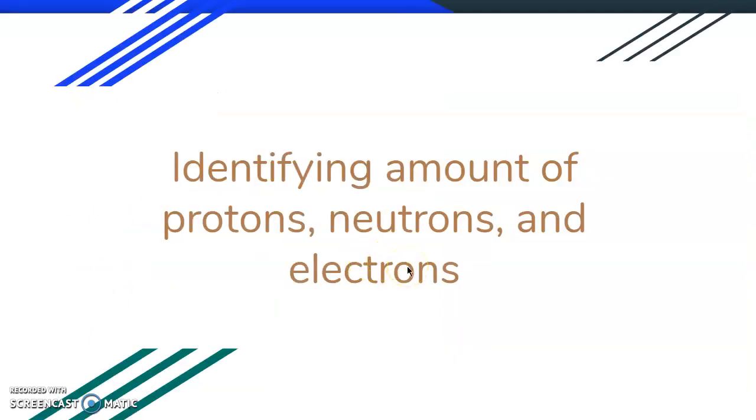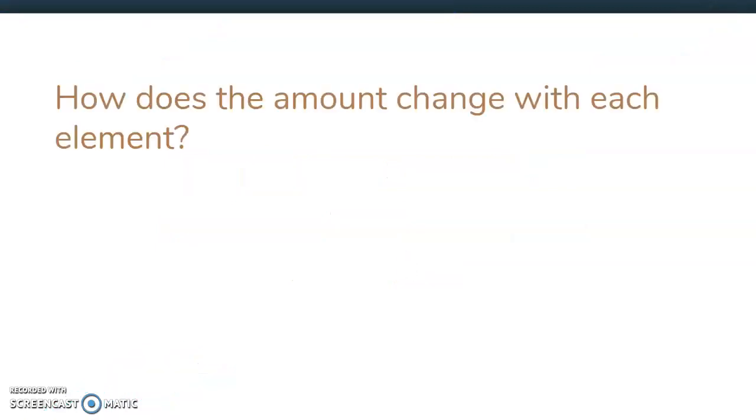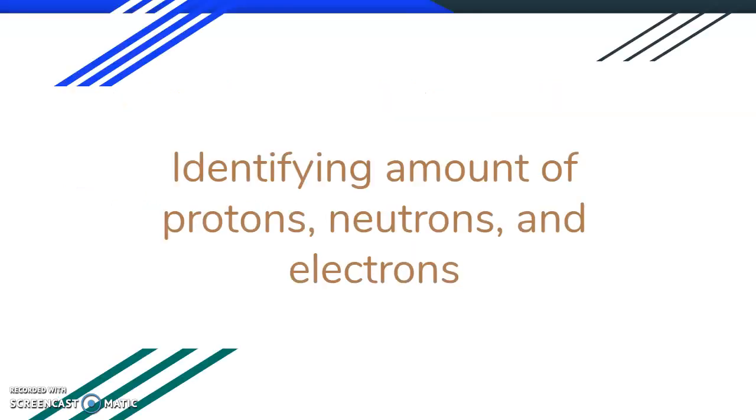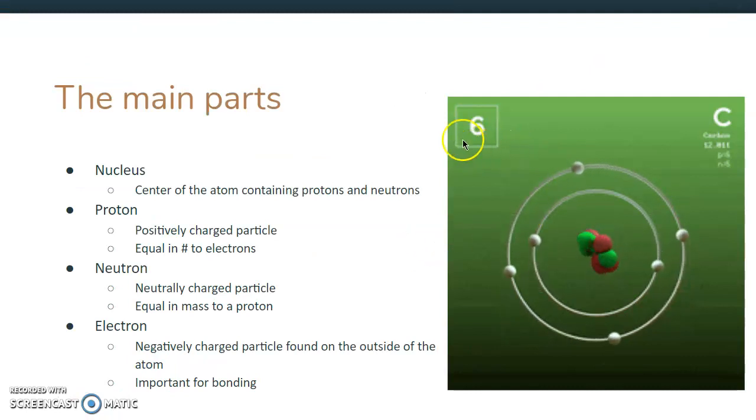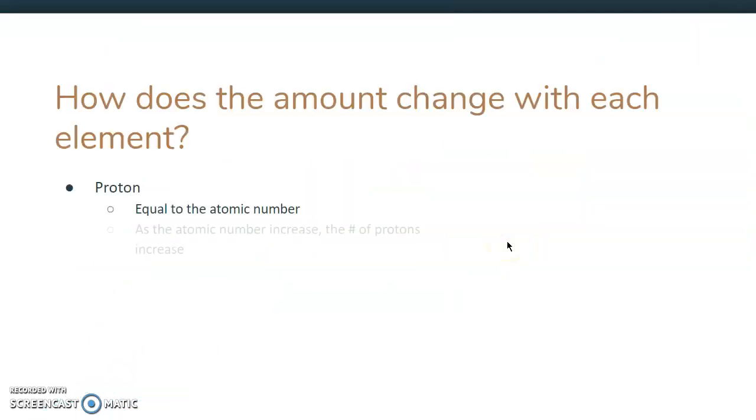Awesome. So we're going to start talking about identifying the amount of protons, neutrons, and electrons. But our question here says, how does the amount of each of these 3 change within an element? So we will start with protons. Protons are equal to our atomic number. If we go back to our carbon example, our atomic number is 6. We have 6 protons, and so they're equal to our atomic number. As the atomic number increases with the element, the number of protons also increases.